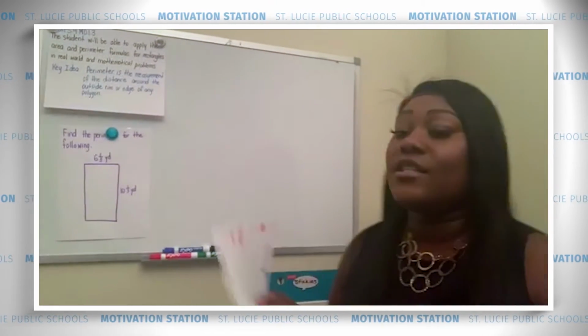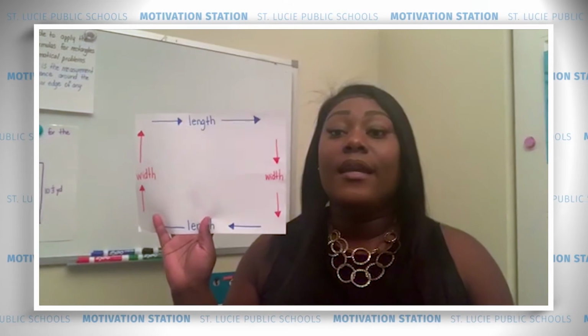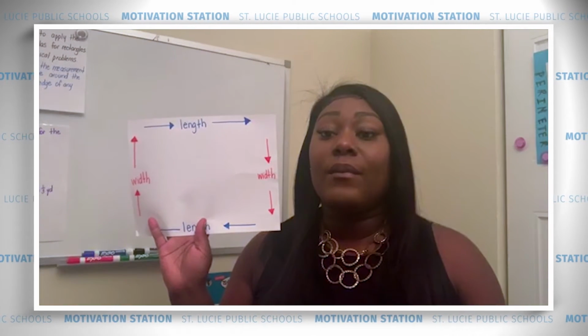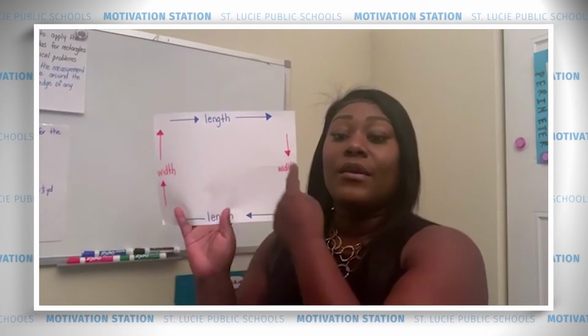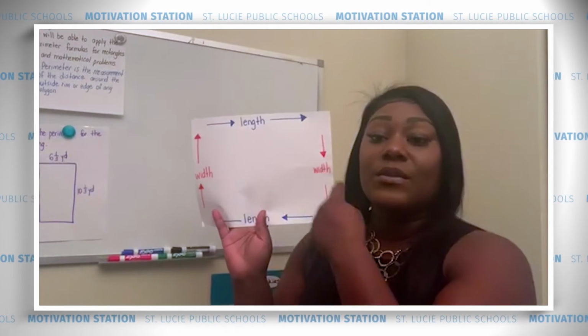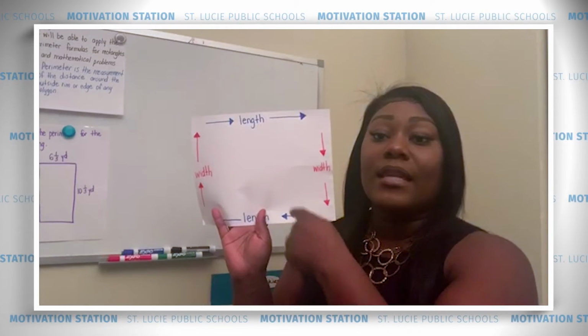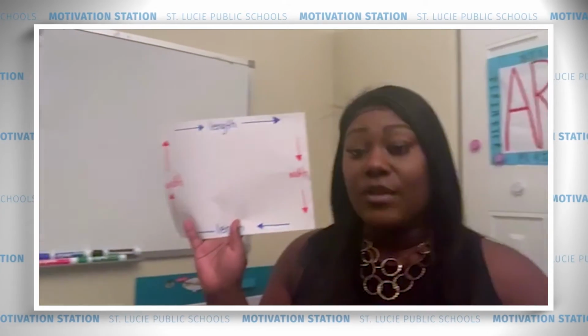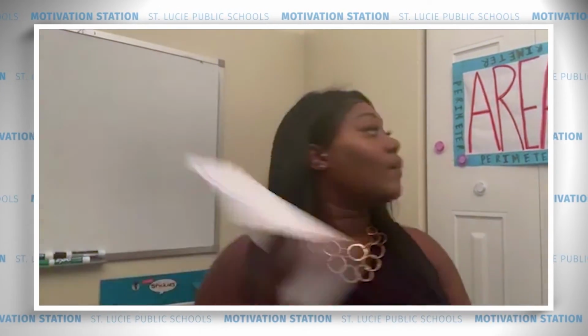Okay, let's get this show on the road. Again, here is your example of a rectangle. You have your width and your width, same measurement. Those measurements are congruent, and then you have your 2 lengths, and those measurements are congruent as well.